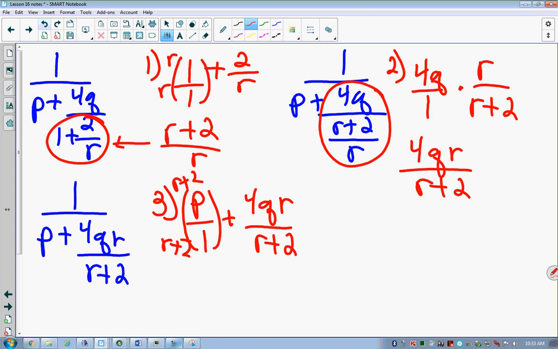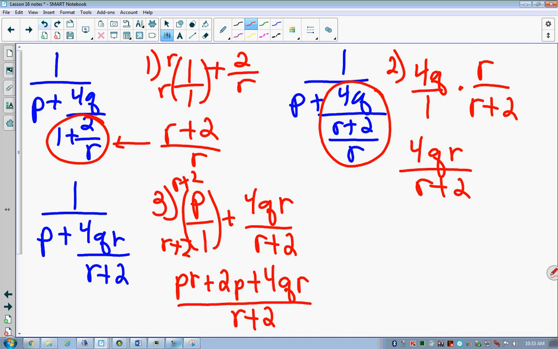Good. Distribute. So I'm going to get pr plus 2p plus 4qr all over r plus 2. That's that simplified. It doesn't look simple, but do we understand that? We distributed the r to the p, and the p to the r and the 2. Because it's already a common denominator now, we just add 4qr on it. Okay? We're good so far?